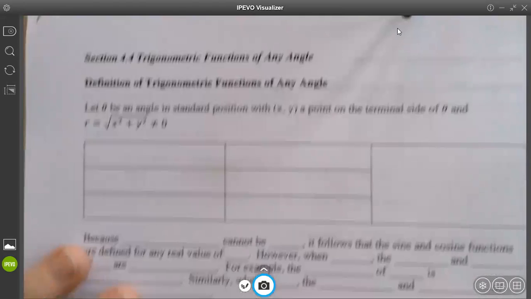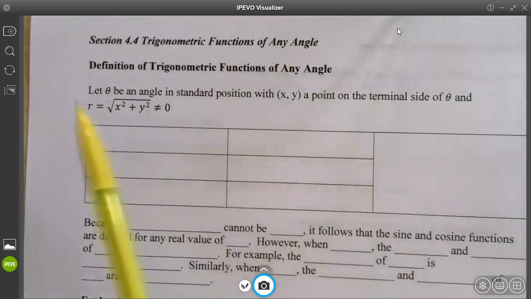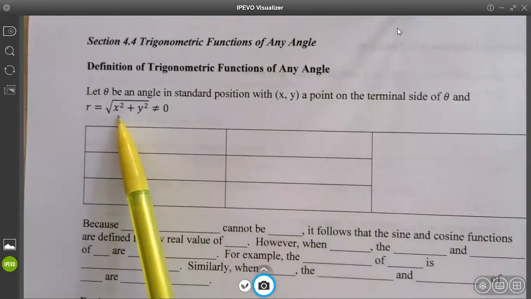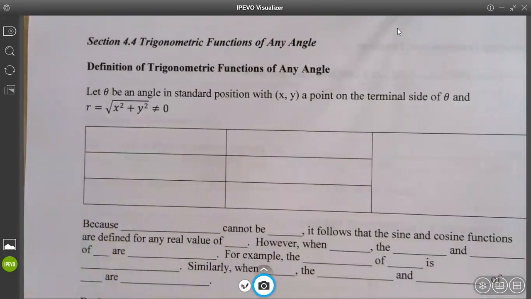Definition of trig functions of any angle. Let theta be an angle in standard position with (x, y) a point on the terminal side of theta, and r equals the square root of x squared plus y squared. So all that means is it's on the unit circle. Remember we talked about this being the unit circle because it was centered at (0, 0). Your r as your radius would be 1.